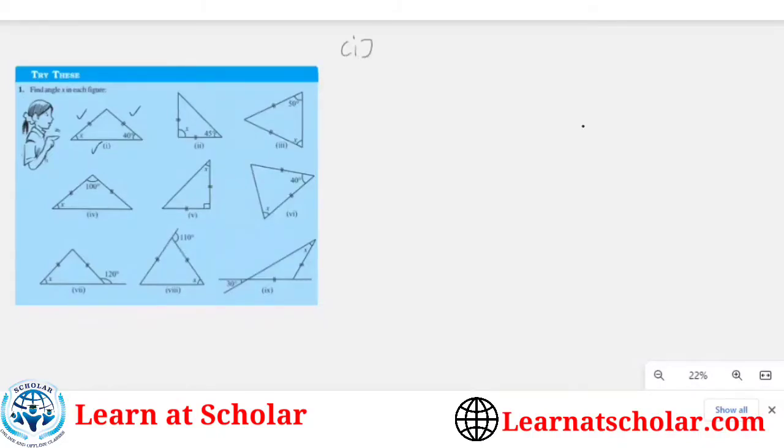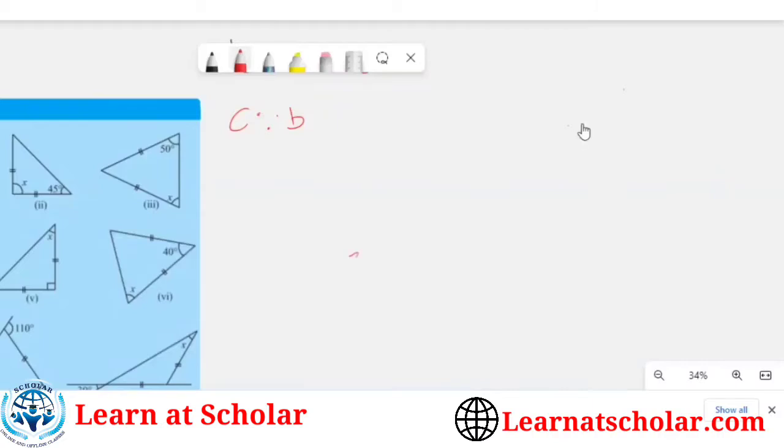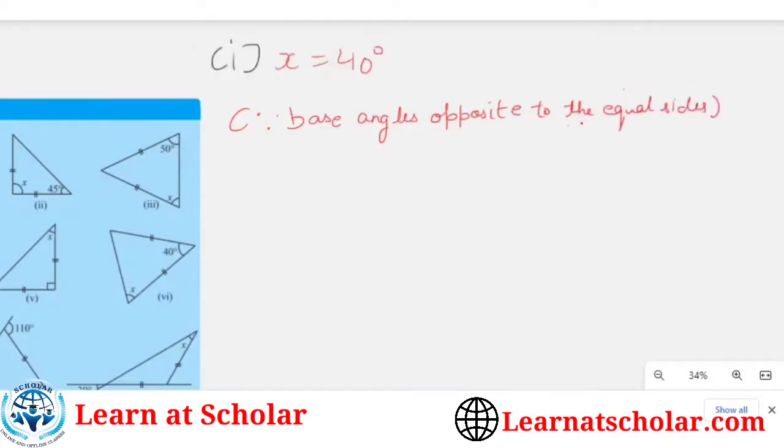This is the first triangle. We have to find the angle x in each figure. In the first one, x is equal to 40 degree, since this is the base angle opposite to the equal sides. In the second one, two sides are equal, opposite angles are equal. One is of 45 degree, another should be of 45 degree, because we know that opposite angles to equal sides are equal.